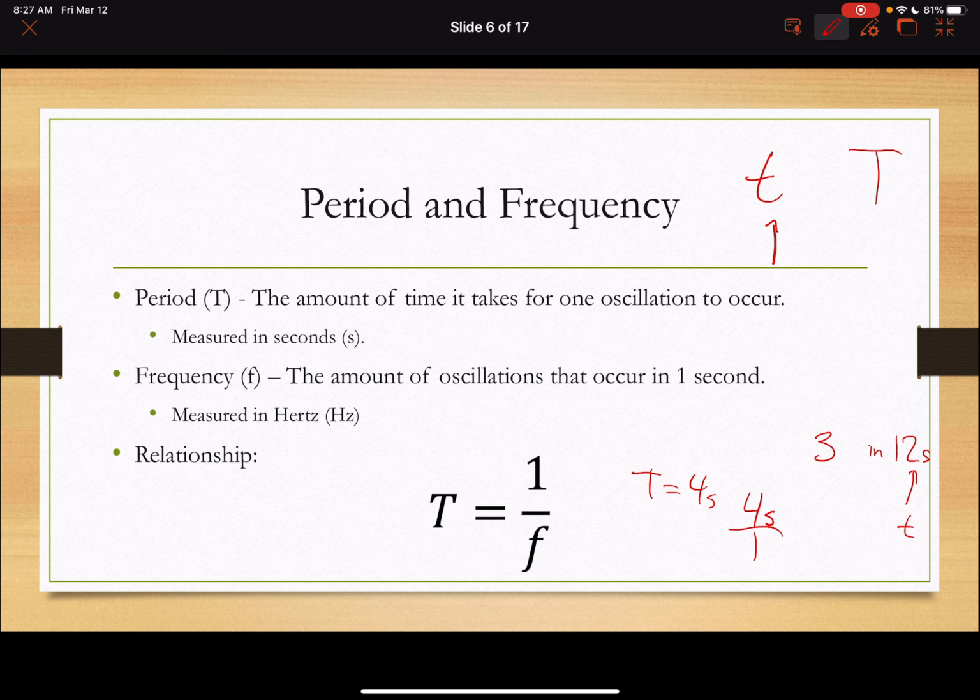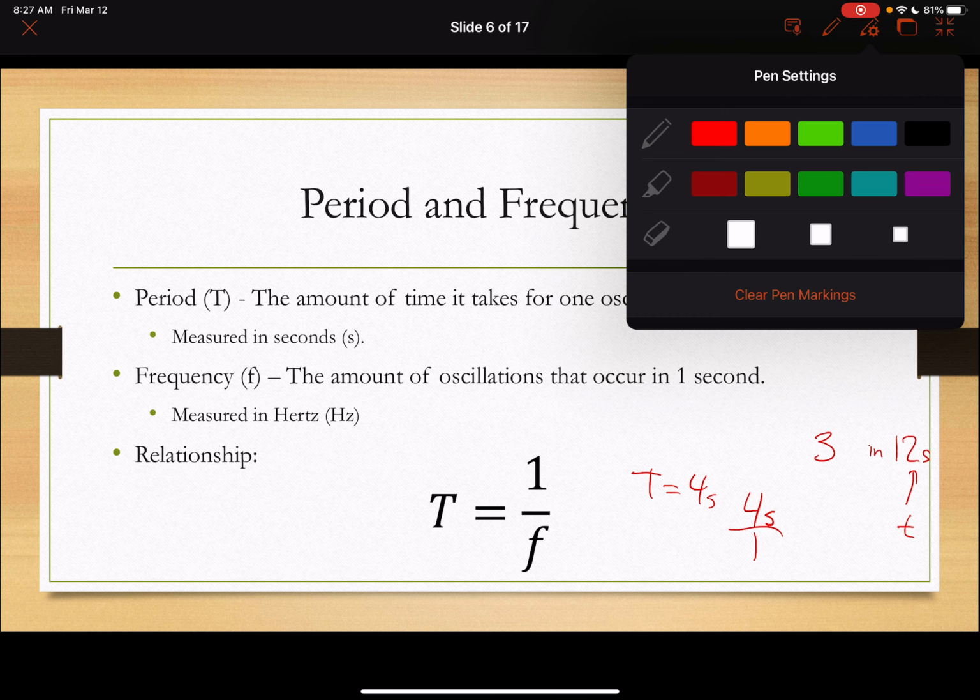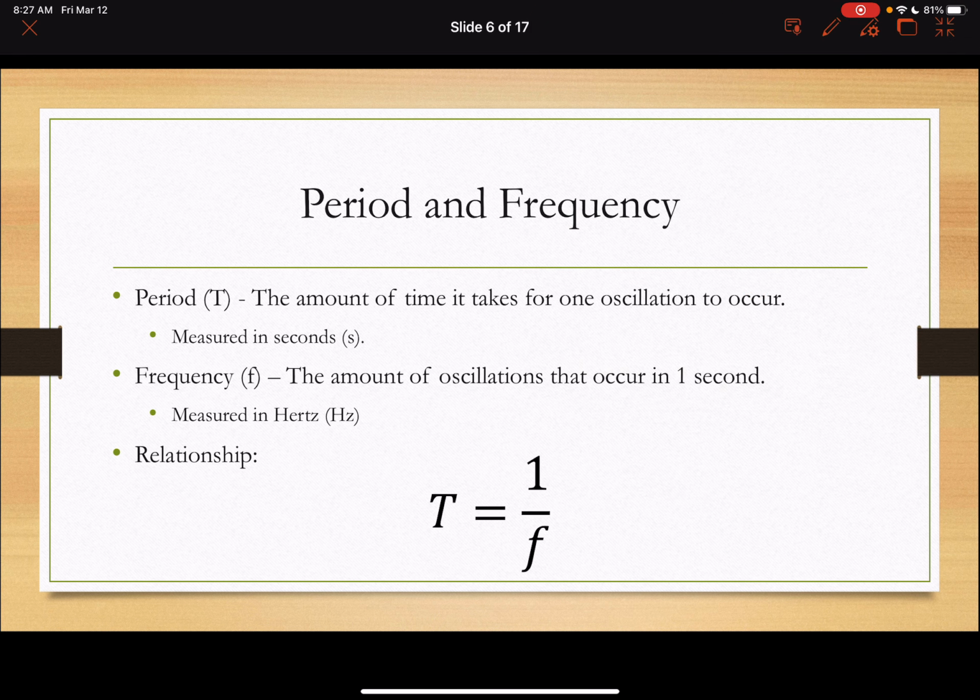T, lowercase t, is the total time, kind of like your stopwatch. It's the total amount of time it takes for something to occur. Or maybe it's a specific time, maybe it took 12 seconds for the whole thing to occur. I want to know the velocity at time 8. That's when you would use the lowercase t. Capital letter T is specific to a certain spring. It says, hey, how long does this spring take to do one oscillation?